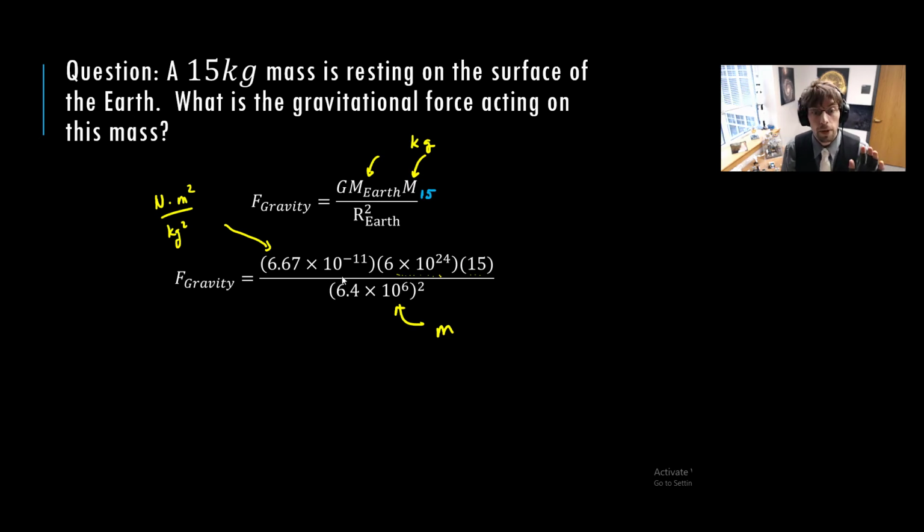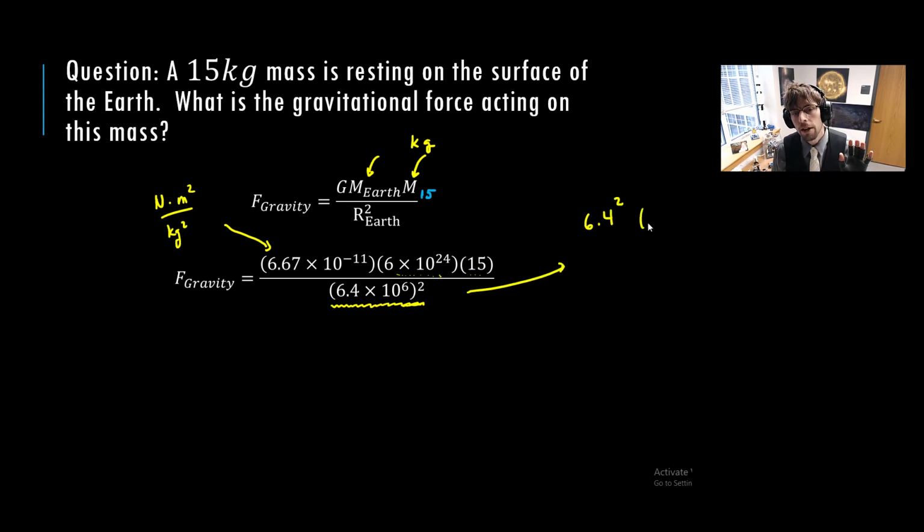Now, the other thing I should point out to you: because we have a square in the denominator, don't forget that you need to square everything in the parentheses, not just the number. One of the common mistakes that I'll see is that people will write 6.4 squared times 10 to the 6th. That's not right, you have to square everything in the parentheses. In other words, you need to square the 6.4, but you also need to square the 10 to the 6th. Be careful about that.